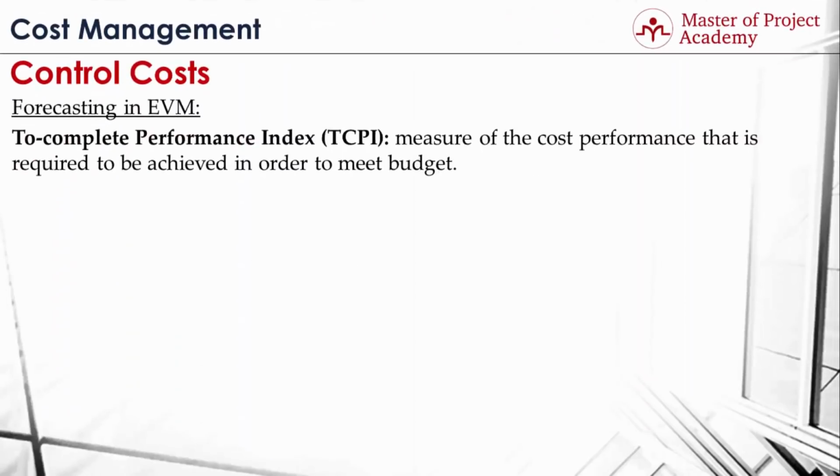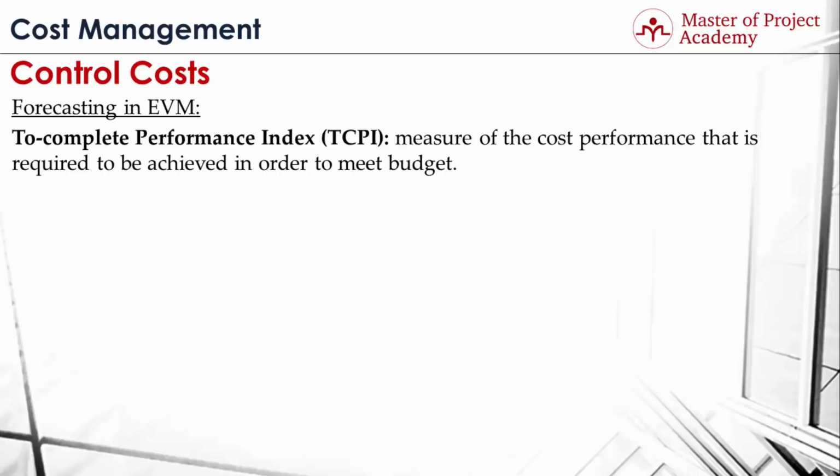The last term we will be seeing in this lecture is To Complete Performance Index. To Complete Performance Index is abbreviated as TCPI. TCPI is a measure of the cost performance that is required to be achieved in order to meet budget. In other words, TCPI shows how likely to complete a project on budget at completion value or estimate at completion value.